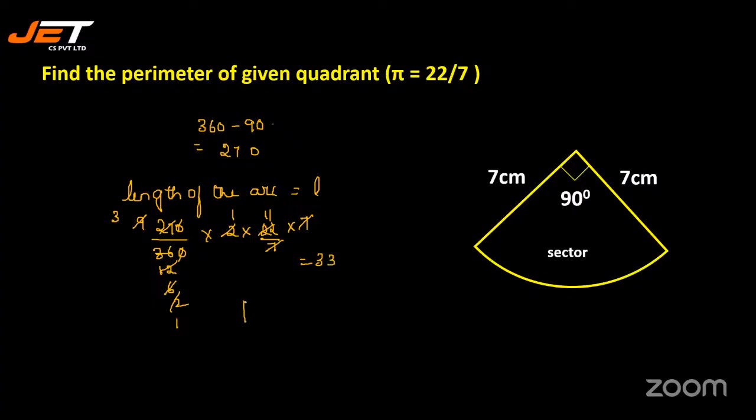Right. Now what is perimeter? The formula for perimeter is L plus 2R. So what is L? 33 plus 2R is 2 into 7, 14. So which is 47 centimeter. So this is 33 and this is 47.